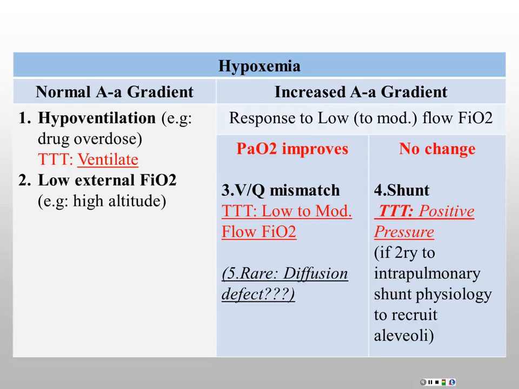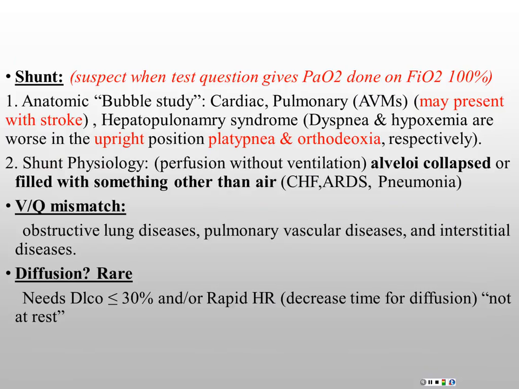Treatment will be, of course, depending on the underlying cause. But if there is a VQ mismatch, you have to adjust oxygen to keep saturation. If there is a shunt, you have to treat the cause of the shunt. For example, if you have intrapulmonary shunt physiology because of collapse of alveoli, you may need to add positive pressure. If you have other causes causing shunt, you have to target that, like AV malformation or other causes. We'll talk a little bit more about shunt.